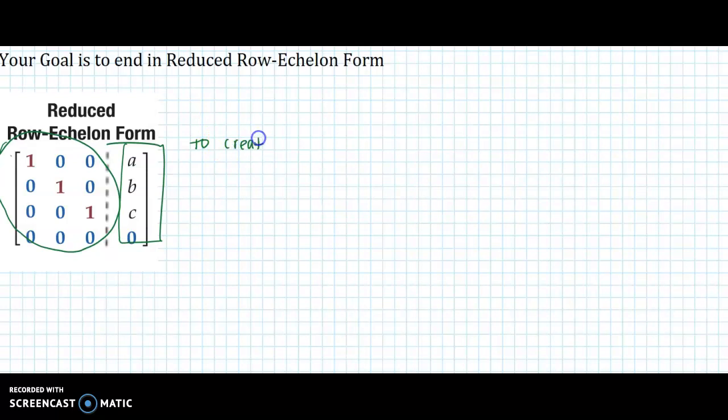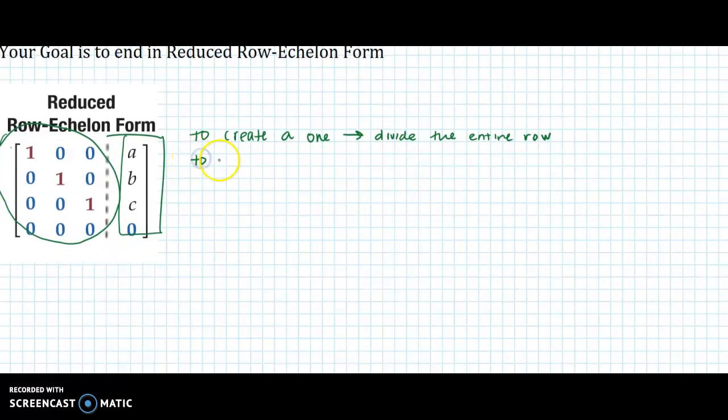To create a 1, you can divide the entire row by whatever number is appropriate. To create a 0, that part's a little bit harder. You can add rows or multiply, and in adding rows, you can also multiply by a scalar.